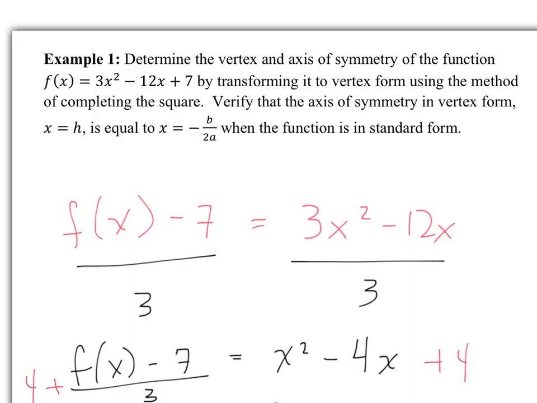Or how can we do the second part even? What should we do? It says to verify that the axis of symmetry, which is x equals h, could also be written as x equals negative b over 2a when it's in standard form. So how can I go about checking that this is true? What can I do here?